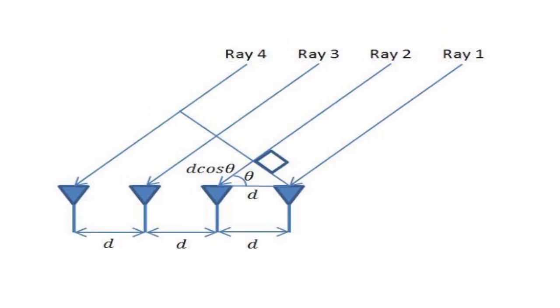Now see this diagram. You are keeping four antenna elements, so you are taking the example of an antenna array with 4 elements. You are keeping these 4 antenna elements in a straight line with spacing d. Here you see ray 1, ray 2, ray 3, ray 4. Each has antenna spacing d and the angle formation is theta. So here the array factor is d cos theta.